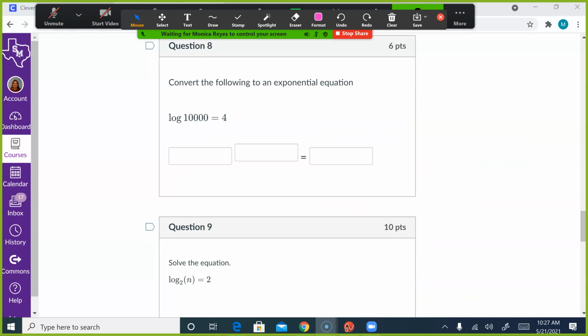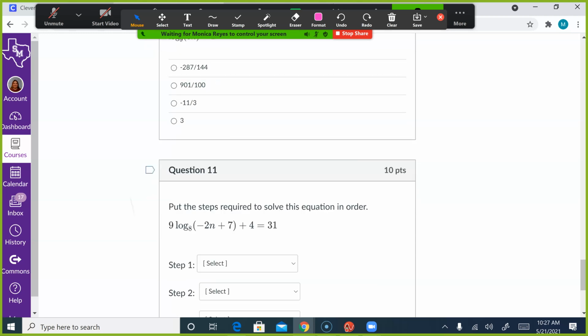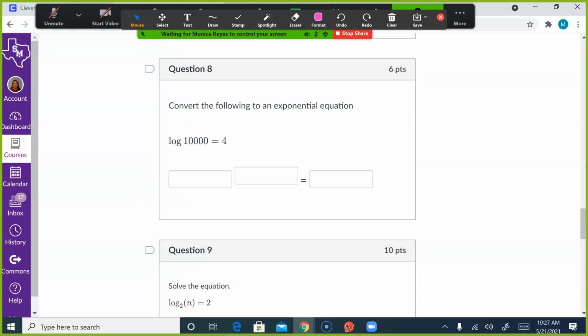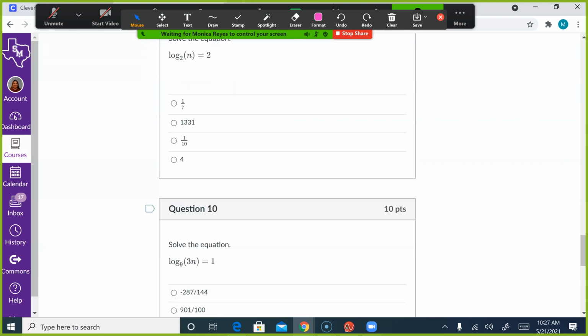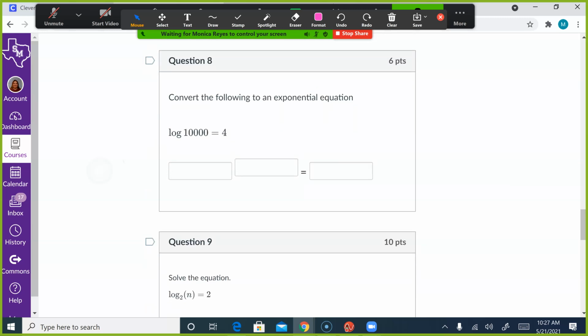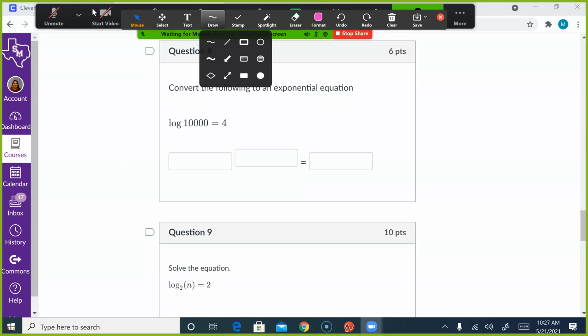Okay, and just like we did before, I'm going to do 8 because you're converting here, and then I'll do 10 because that's a long one. But then you can come back and do, I'll do 8 and 11, and you can come back and do 9 and 10 in the middle. All right, so looking at 8, again, 8 just wants you to convert. But this time, it's giving you log form.